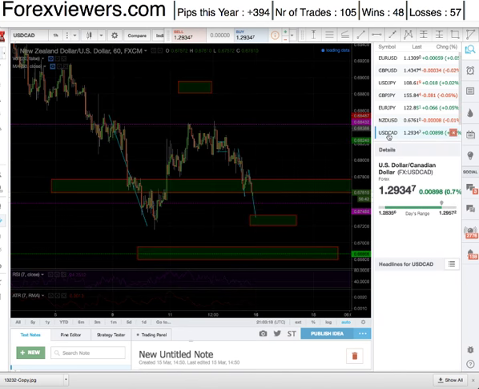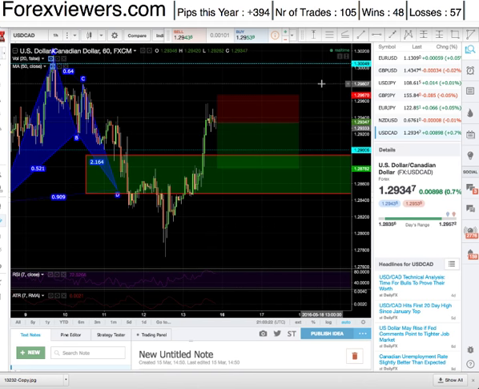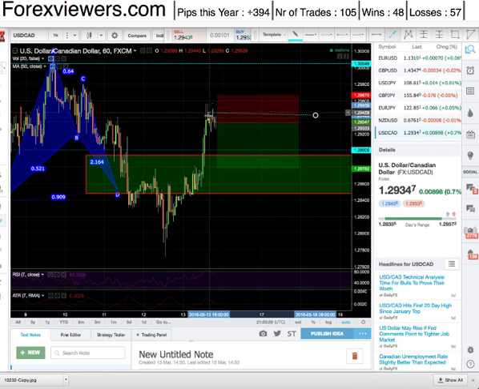So on the dollar CAD though, I am currently short. This is how my trade looks. I was interested by these levels right here, or these candles right here, and I took a short around, where did I? Right here, I think. So I used this pin bar here as my entry, took a short right here, I did hold the trade over the weekend. So we'll see what happens here.